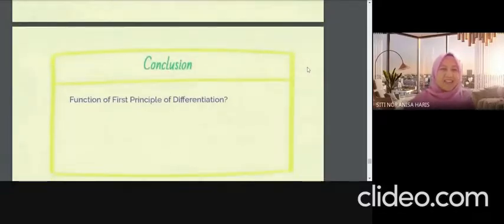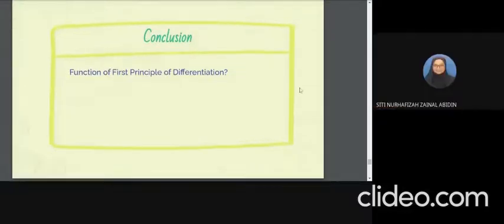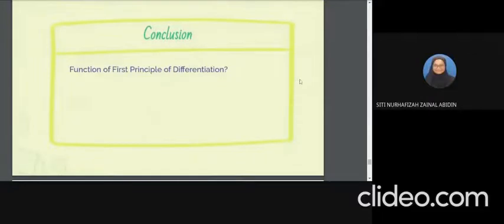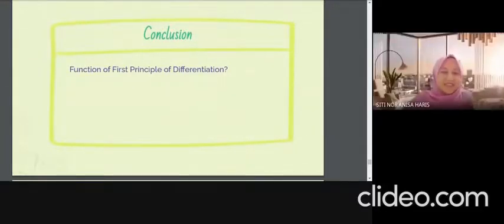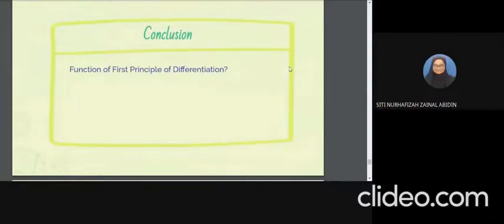Next. What is the function of the first principle of differentiation? We already know the formula, so what is the use of the formula? Who wants to answer? Okay, Hafiza. The first function is we can find the slope of the tangent.